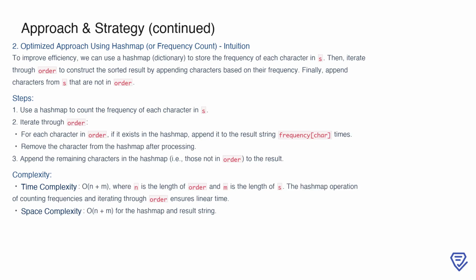Finally, we append any remaining characters in the hash map, those not found in order, to the result string. This approach reduces the time complexity to O(n + m), as the hash map operations allow us to avoid nested loops. The space complexity remains O(n + m), due to the hash map and the result string, but it's a significant improvement in terms of execution time for larger inputs.